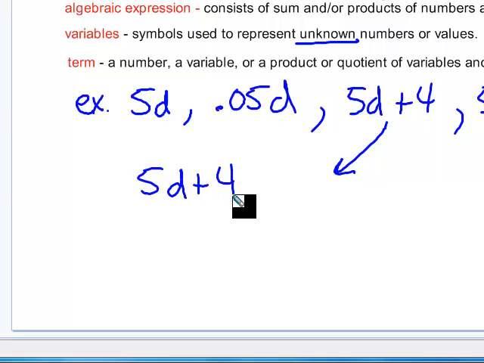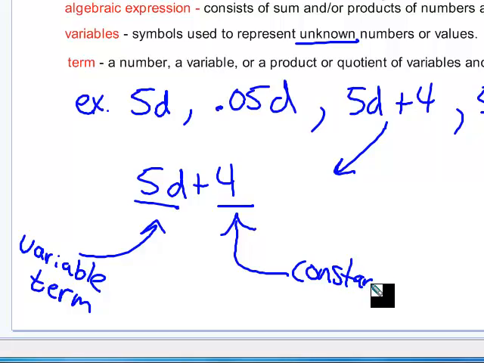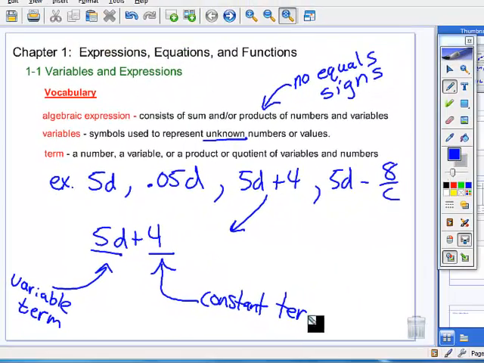Let's talk a little bit more about terms, okay? This is a term, and that's a term. Often this one here will be referred to as the variable term. And this one will be referred to as the constant term. Okay? So a term is just like a piece of the puzzle there. It's separated by pluses and minuses. Alright, that should cover our vocab.